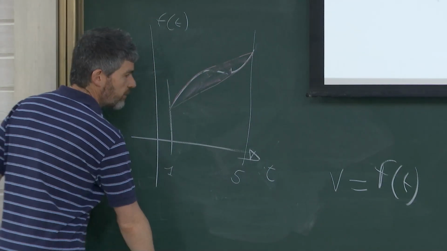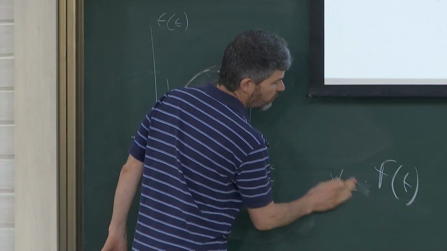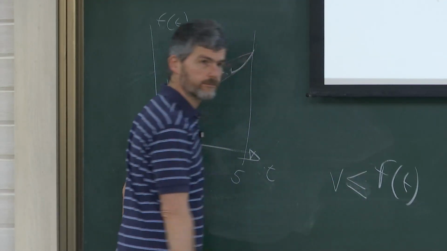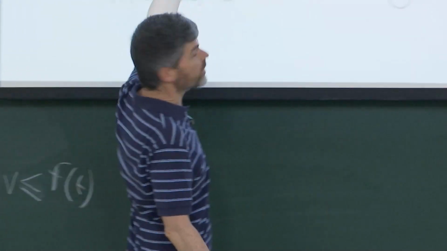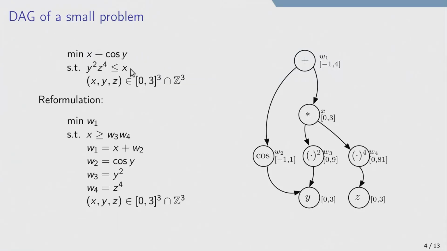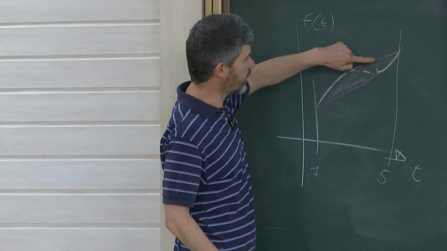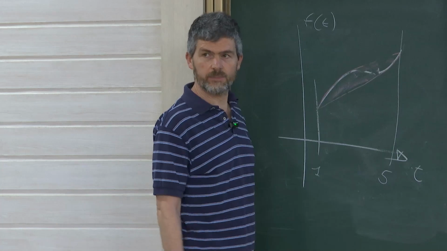Suppose now that instead of having v equal, you have v less than or equal, because this is precisely the condition we want up here. That is, we want x to be greater than or equal to something. Then, in principle, you don't really care to get this upper envelope.